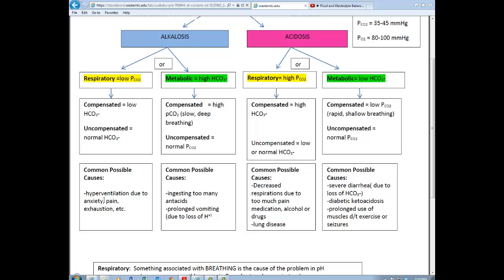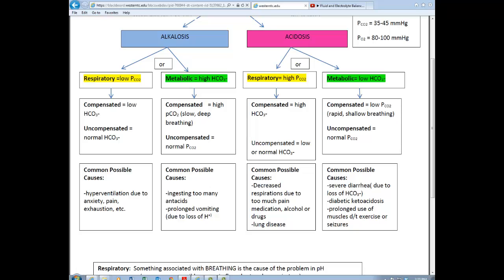If we have metabolic alkalosis, if I took a bunch of antacids, or if I lost hydrogen ion due to prolonged vomiting, that would cause my pH to go up, and that's not related to the lungs, it's related to something in the body, so that's why that would be a metabolic alkalosis.